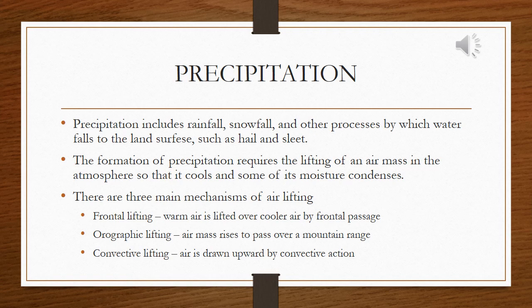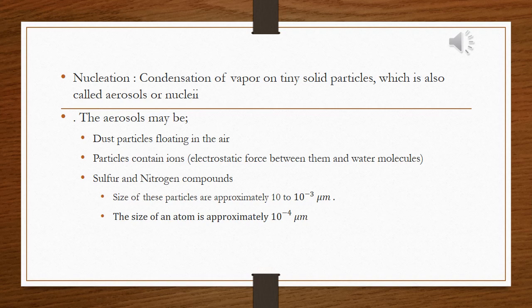In order for this moist air to precipitate, it is not enough to have warm, moist air meeting cooler air at a front. It also needs a process called nucleation, which is condensation of vapor on tiny solid particles, also called aerosols or nuclei. So the water molecules need to meet with these tiny solid particles.